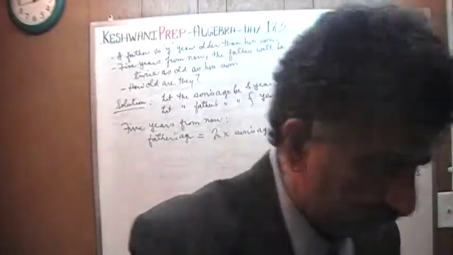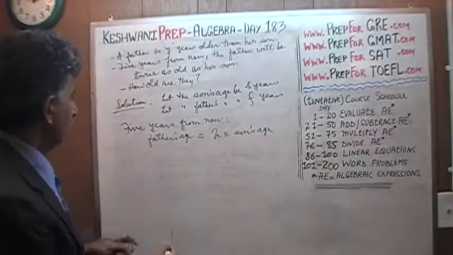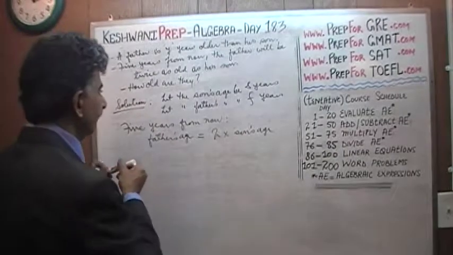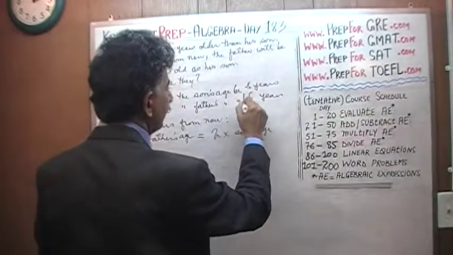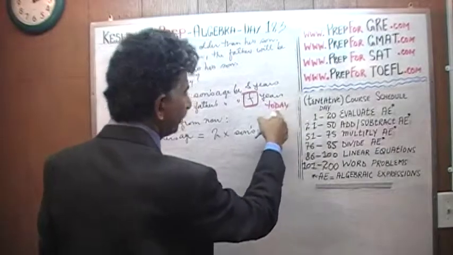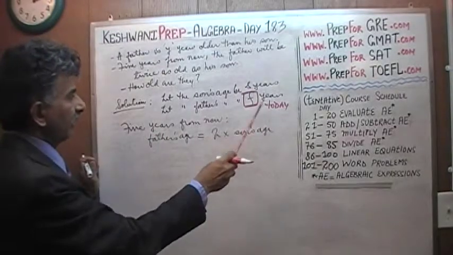Let's see, I found one. Let's see if it's any good. Alright. So, 5 years from now, we are pretending that the father is F years old today. This today part does not need to be written because that's what it says.